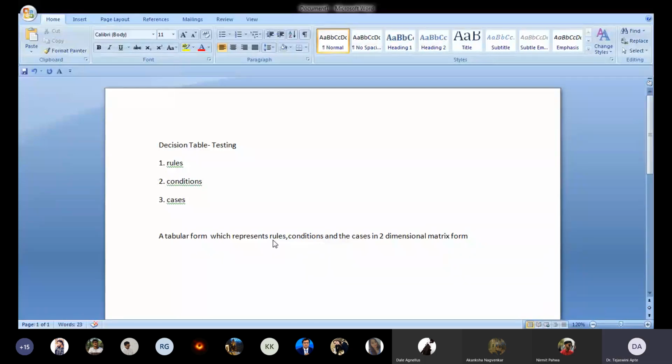Are you able to see where exactly the decision table is? Or in the book, all the participants, I know you are quite hungry, but it is good if you can tell me whether you are able to see the decision table testing. Yes, ma'am. Yeah. Okay.